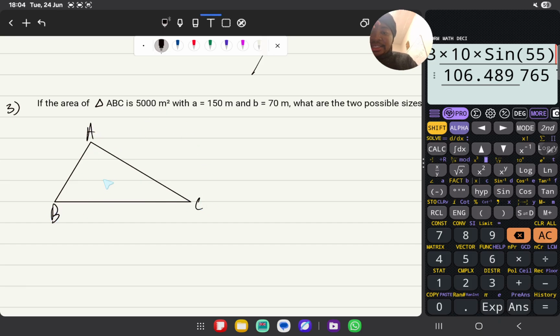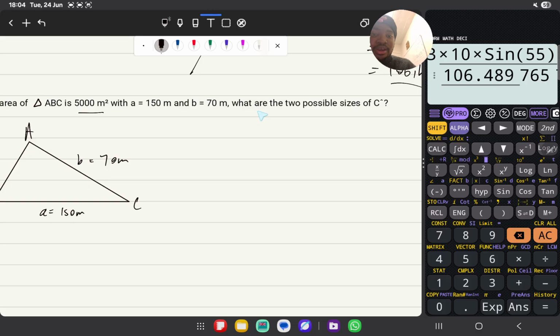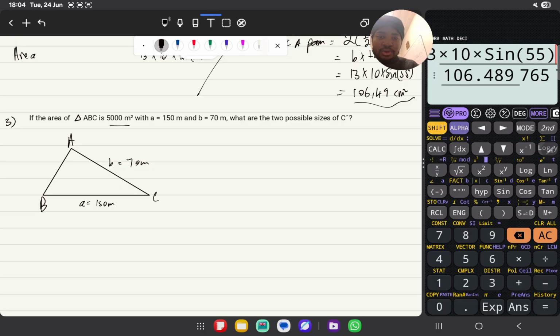So they say the area is actually 5,000 meters squared. With A, so A is equal to 150 meters, and then B is 70 meters. What are the two possible sizes of C? Cool. The question is, what are the two possible sizes of C?